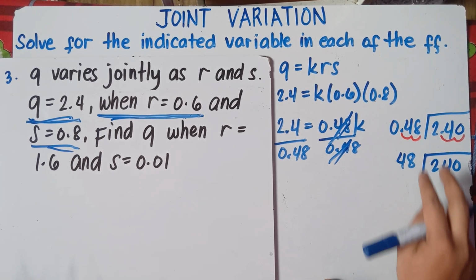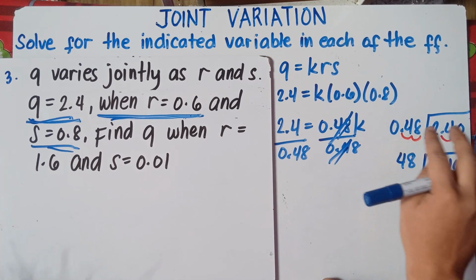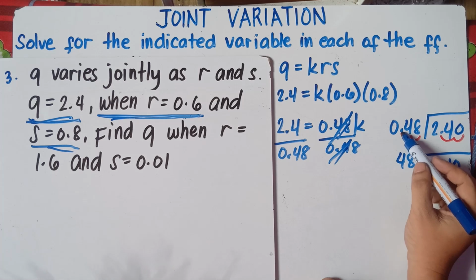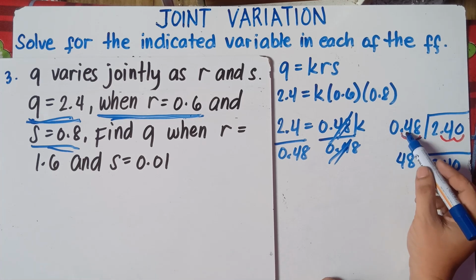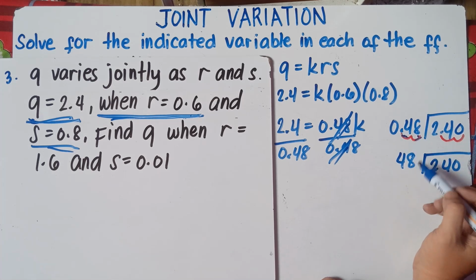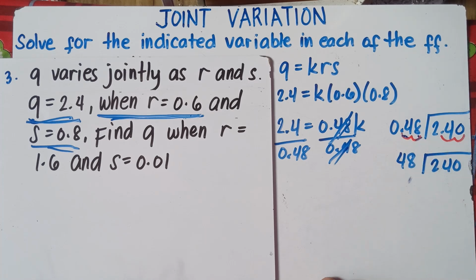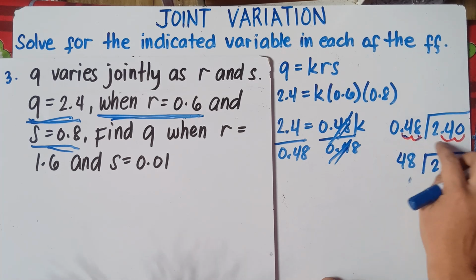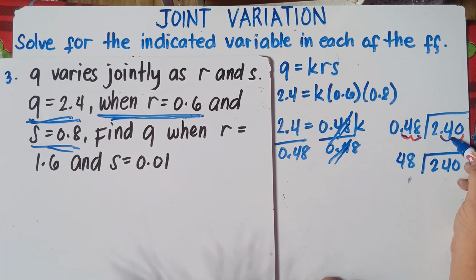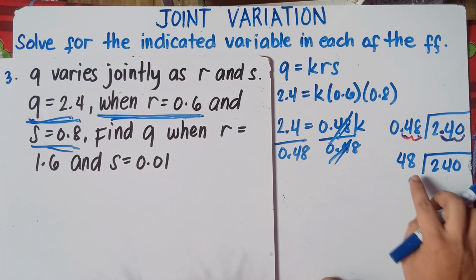Alright, once again, make your divisor become a whole number. To do this, just simply move 2 units from left to right. So 1, 2. This 0.48 becomes 48. Now, once you move 2 units on the 0.48, you also do that on the dividend. So our dividend is 2.4. You move 2 units starting from this decimal, 1, 2. So that's why you have 240.